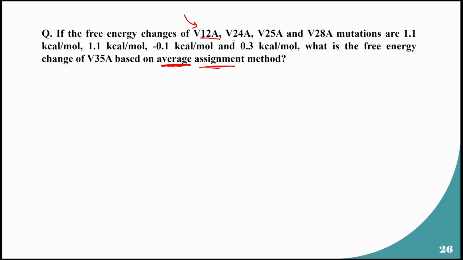So it's valine 12 to alanine, valine 24 to alanine, valine 25 to alanine, and valine 28 to alanine. These four mutations have free energy changes of 1.1, 1.1, minus 0.1, and 0.3 kcal per mole. Now it's asking, if in this particular protein we have a different valine residue situated at the 35th position, what will be the free energy change if we mutate this valine to alanine? And you are asked to use the average assignment method here.